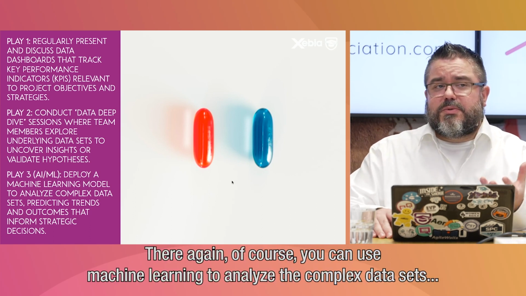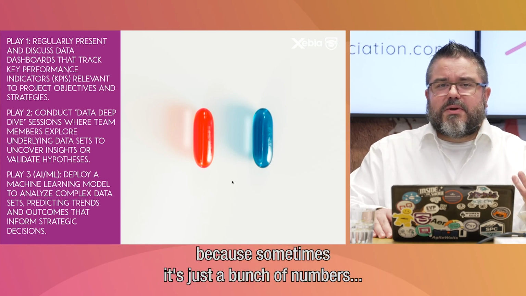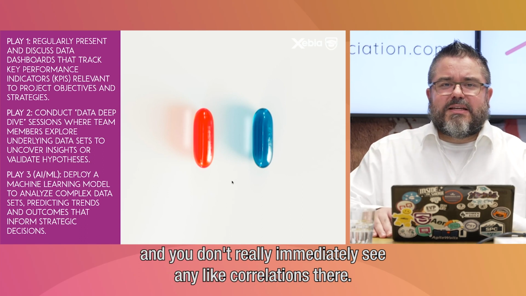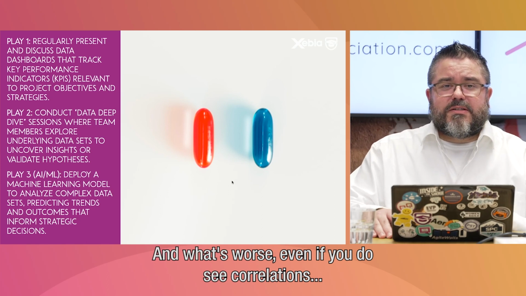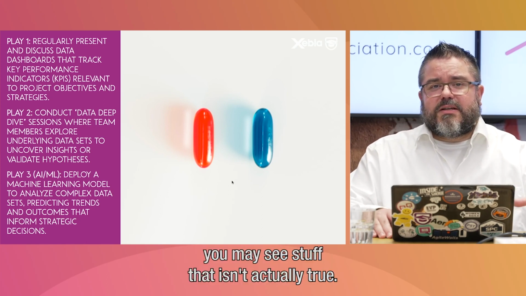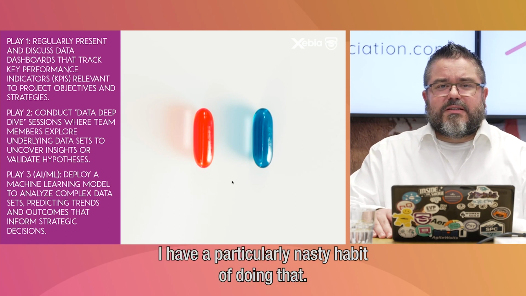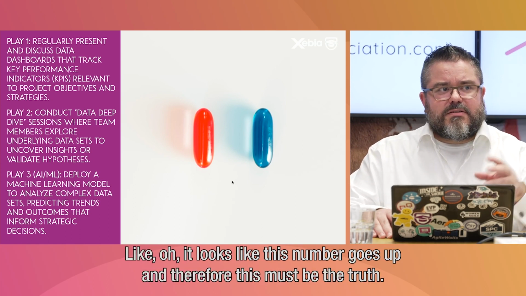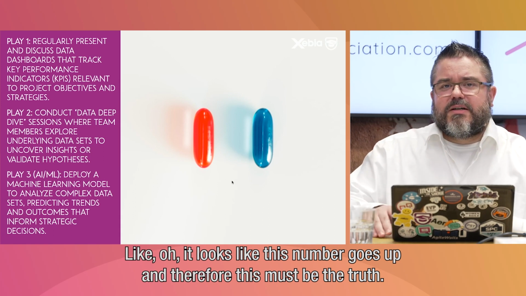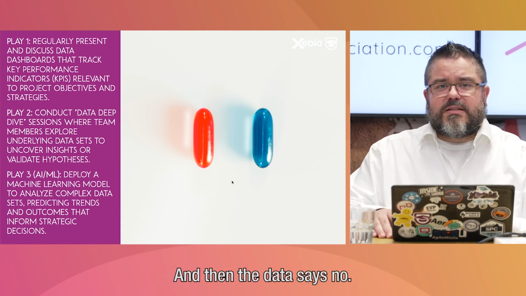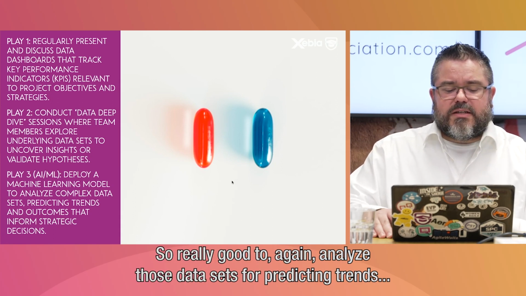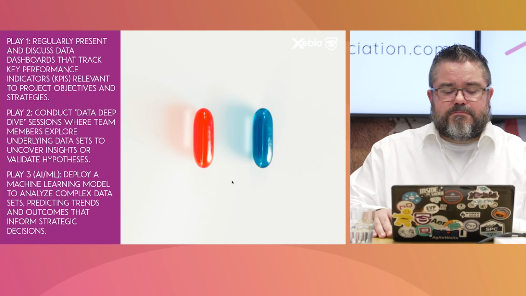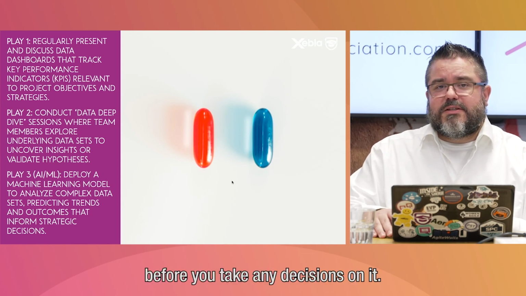There again, of course, you can use machine learning to analyze the complex data sets, because sometimes it's just a bunch of numbers and you don't really immediately see any correlations there. And what's worse, even if you do see correlations, you may see stuff that isn't actually true. I have a particularly nasty habit of doing that: it looks like this number goes up and therefore this must be the truth, and then the data says no. So really good to, again, analyze those data sets for predicting trends before you take any decisions on it.